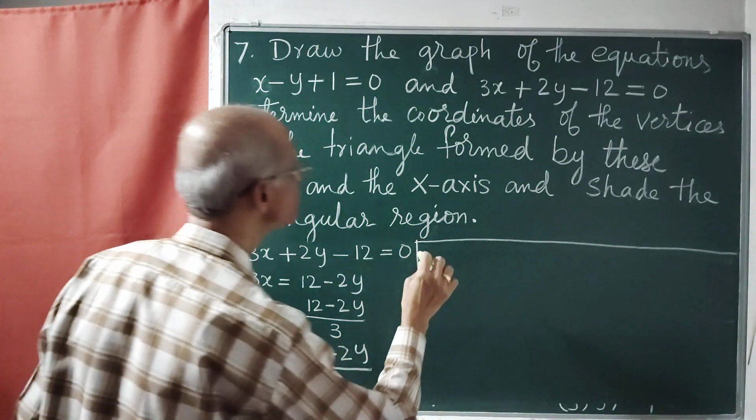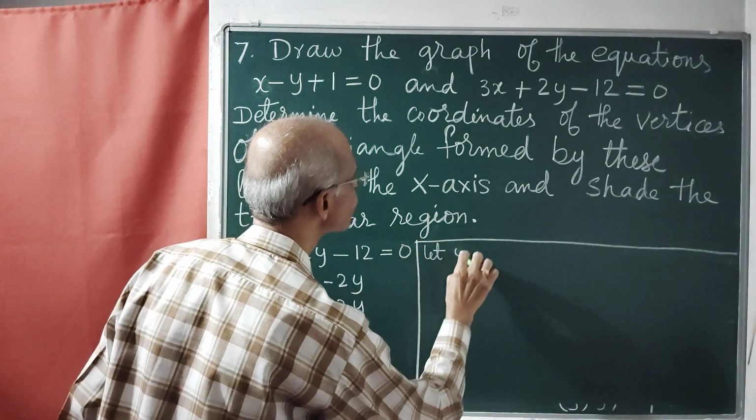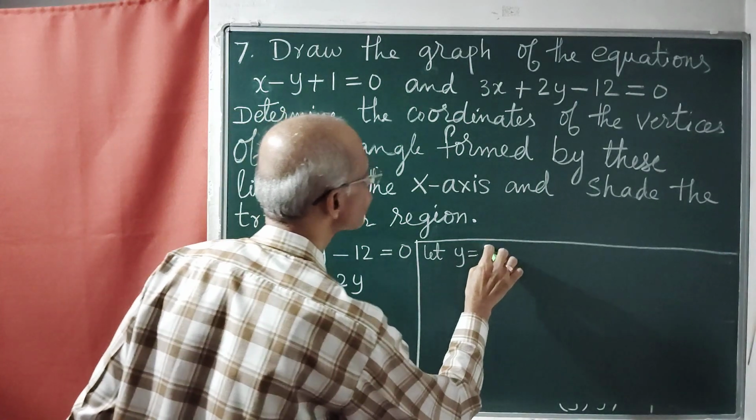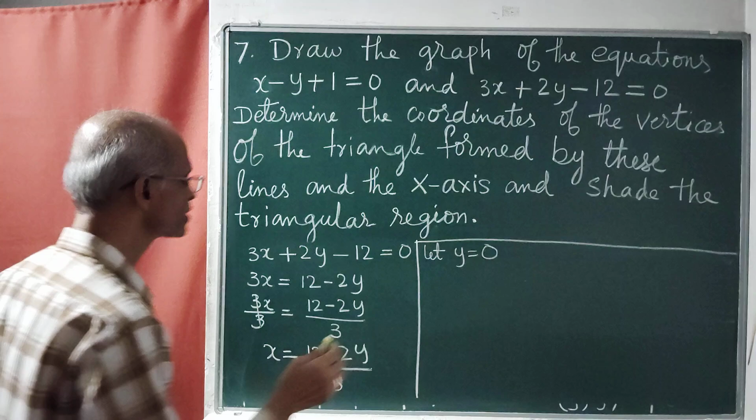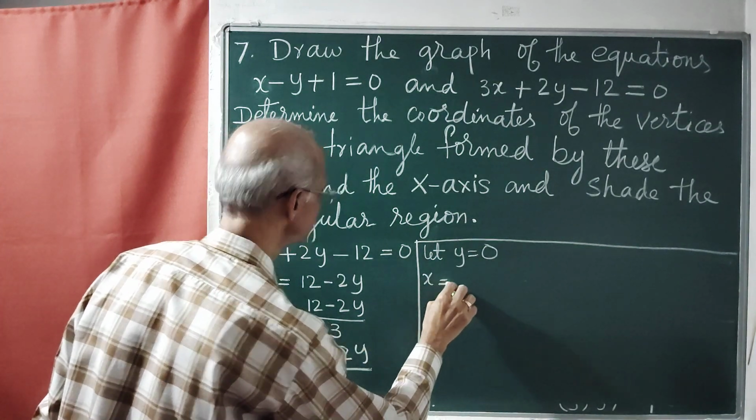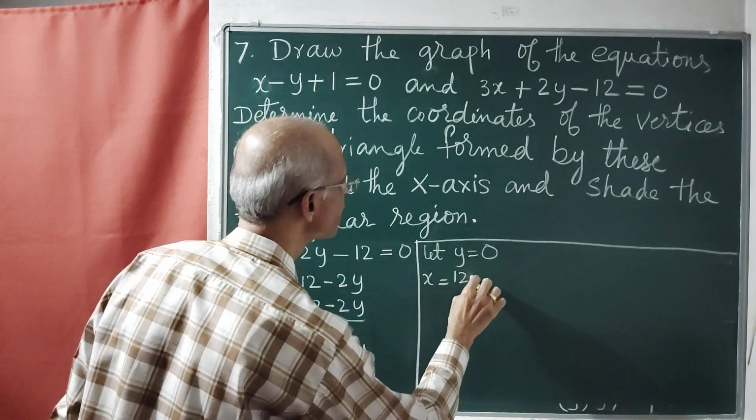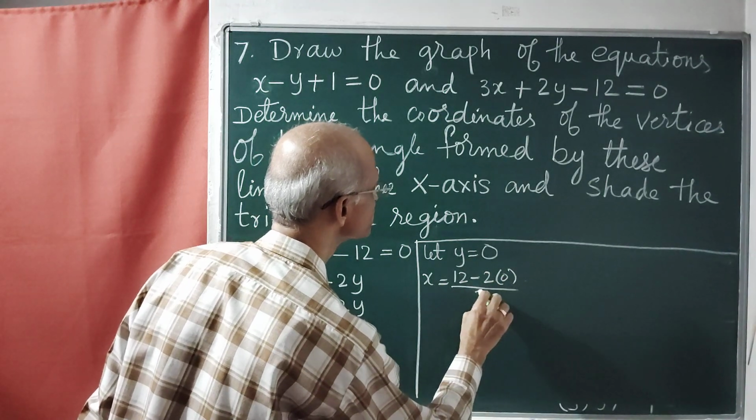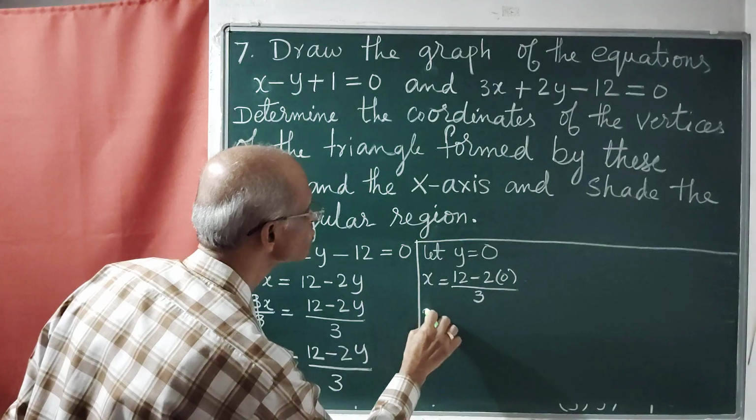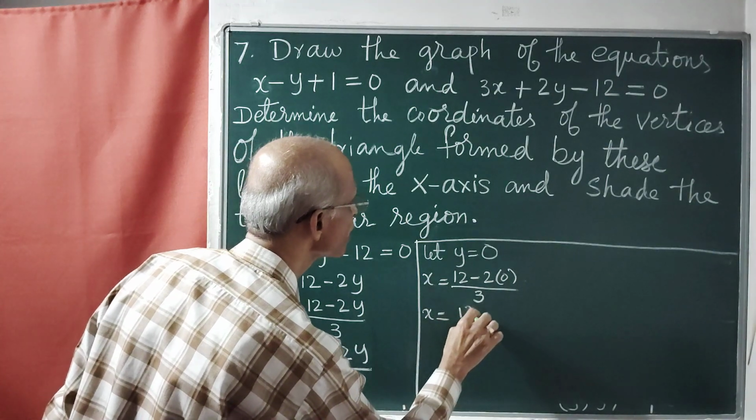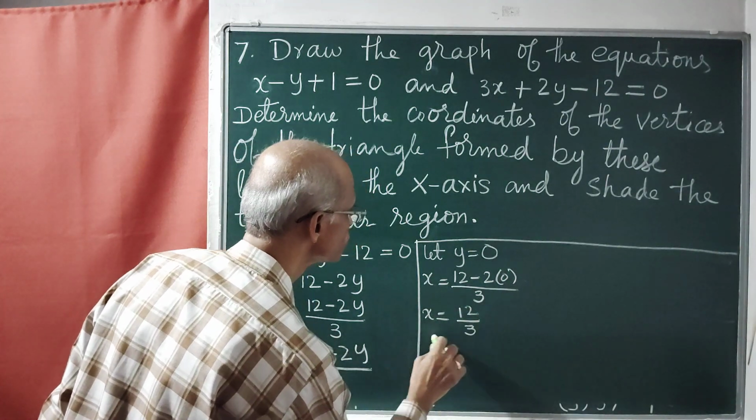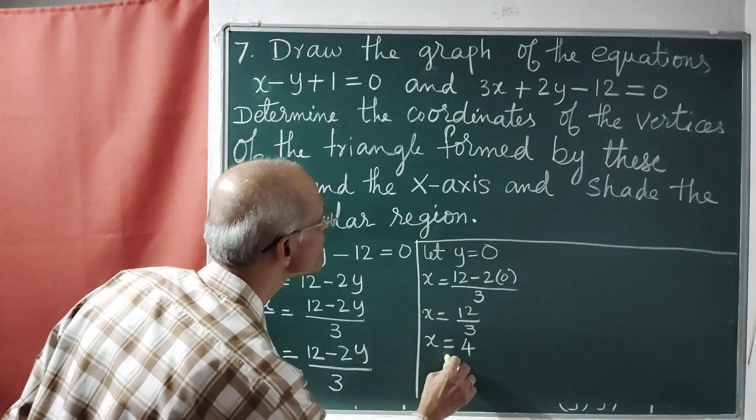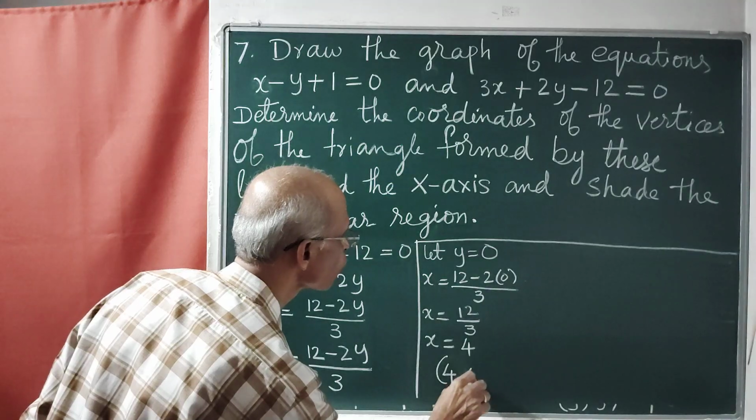Now let y be equal to 0. Then x will be equal to 12 minus 2 into 0, the whole divided by 3. So x will be equal to 12 by 3. So x will be equal to 4. So the first pair of coordinates are 4 and 0.